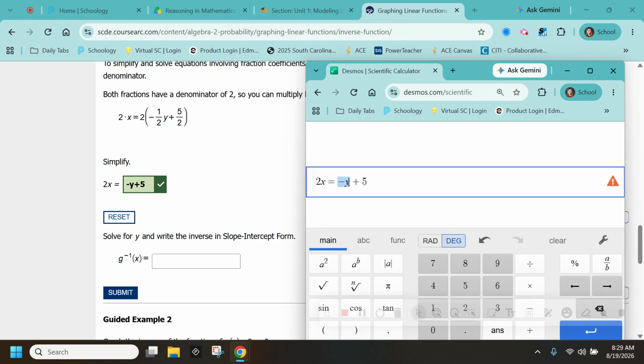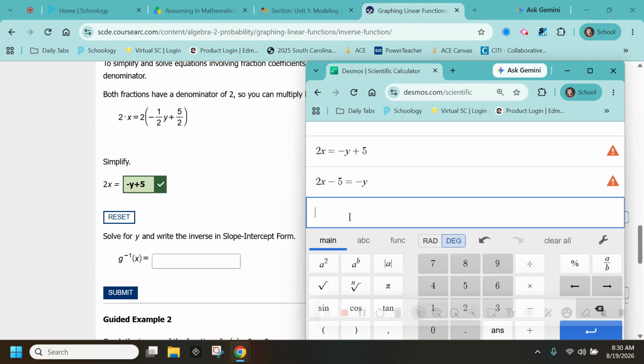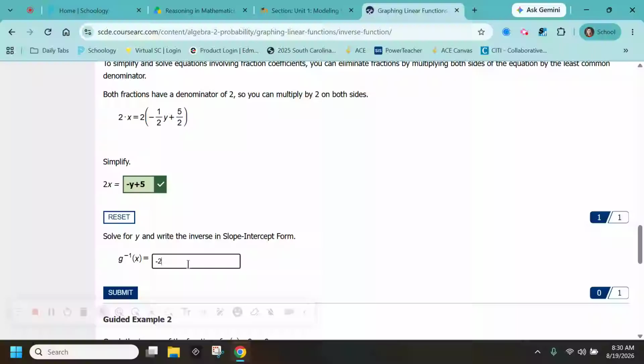So to isolate this y over here, I can take and add 5 to both sides. Subtract 5 to both sides. 2x minus 5 equals negative y, and then divide everything by a negative. So I get negative 2x plus 5 is equal to y. And that is what is our inverse in slope-intercept form. So negative 2x plus 5.